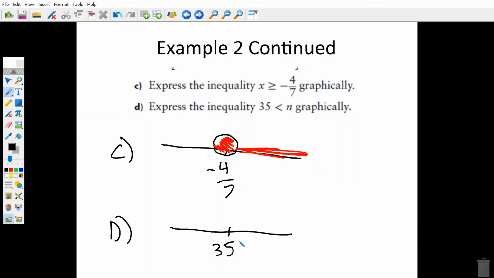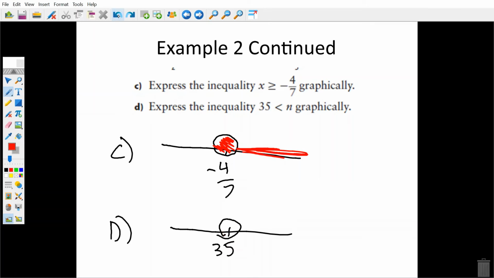Here for the first time, they've put the variable second, right? So we kind of have to read this one backwards. This says 35 is less than n. So if 35 is less than n, then n has to be greater than 35. 35 is less than n, so n is greater than 35.